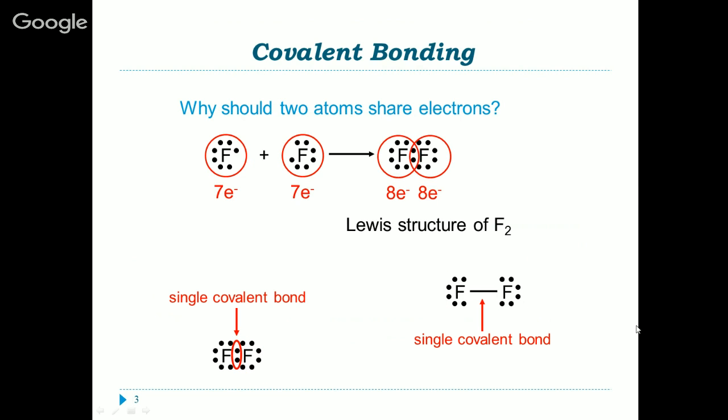So we simply call this a single covalent bond, right? If we have a double bond, then we have twice the number of electrons. If we have a triple bond, then we have triple the number of electrons there. But always one bond is going to represent one shared pair of electrons. So one electron comes from this fluorine atom, one comes from this fluorine atom. We share so that we have 8.